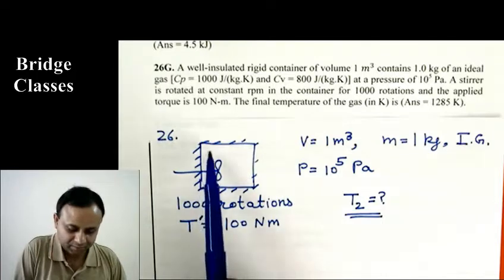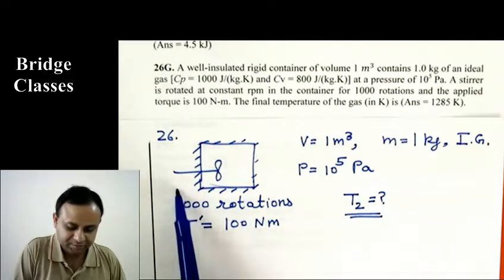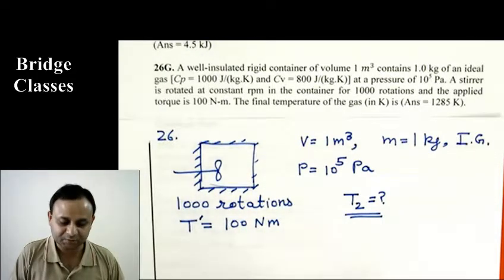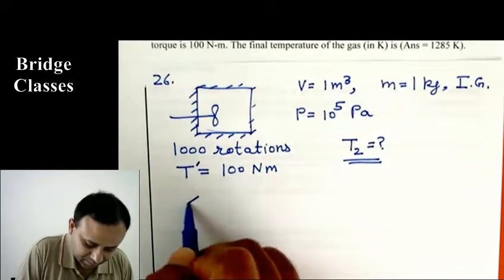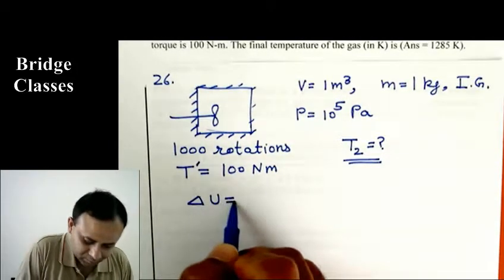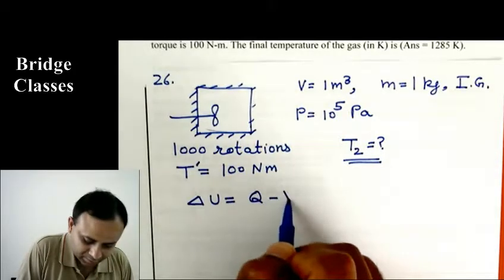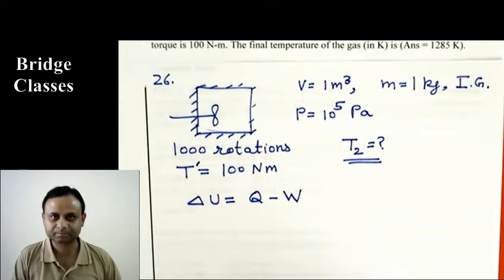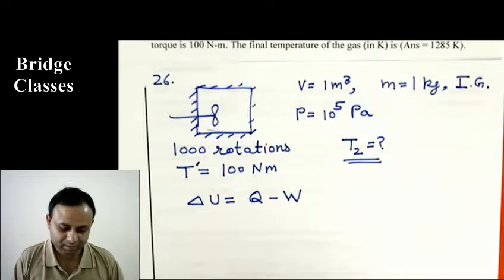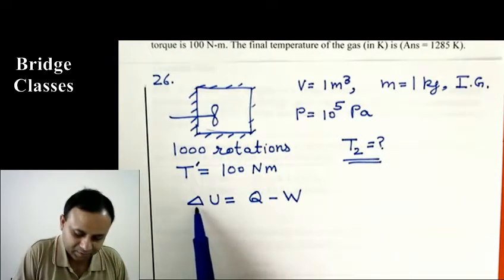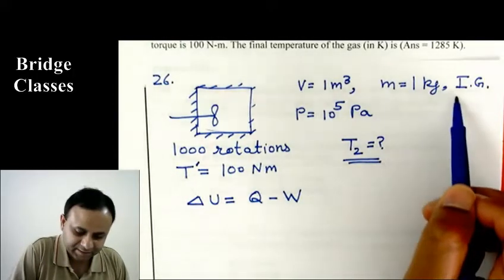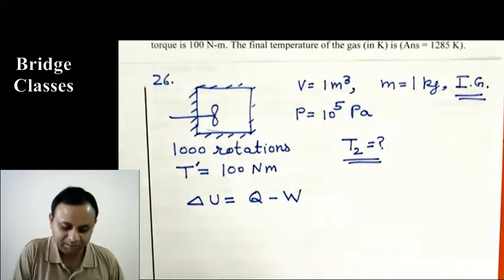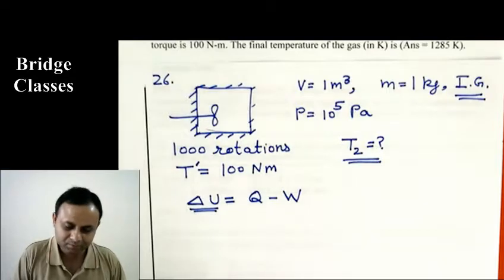So again, for this system, there is interaction between surrounding and system. We can just apply the first law for a closed system. That will be delta U equals Q minus W. Okay. And now we are going to expand these terms. The substance is an ideal gas. For an ideal gas, what is delta U?